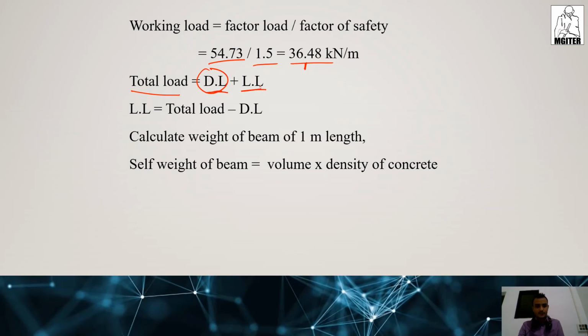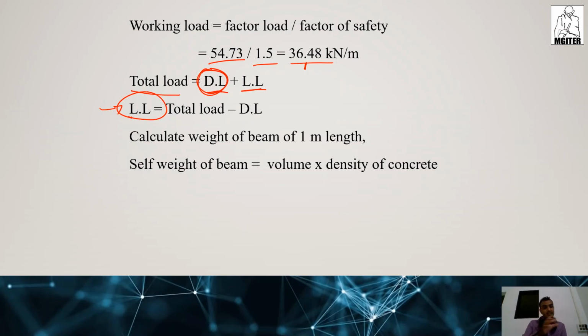We assume self weight of the beam. Sorry, dead load means self weight of the beam. But live load is what is applied on the beam. So we have to find the live load, because dead load is fixed, it never changes, but live load can be changed.